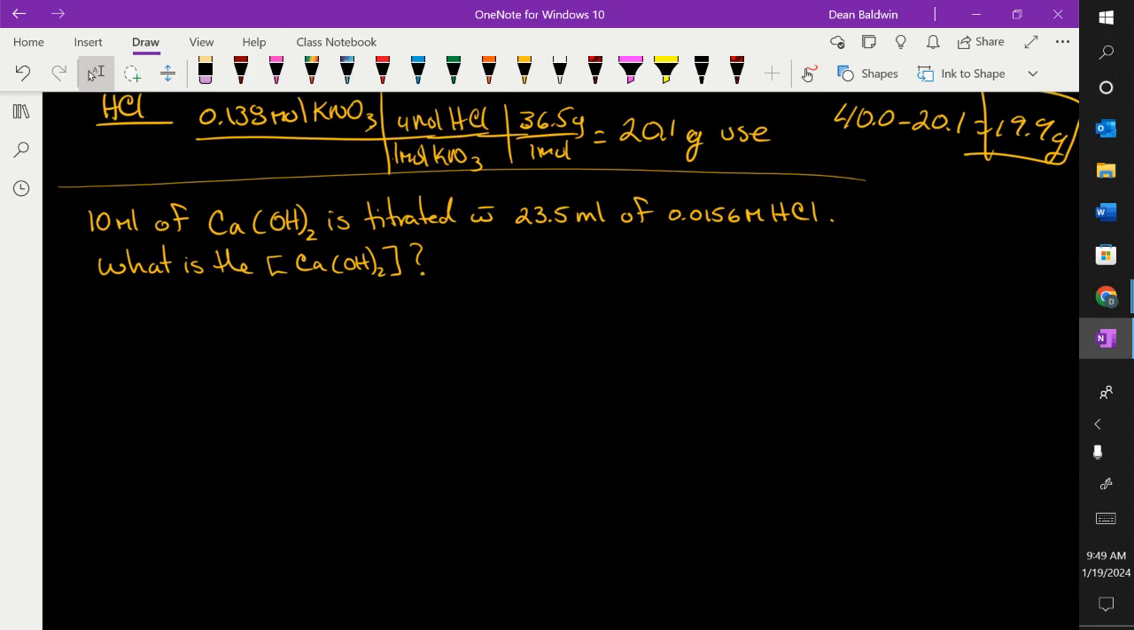All right? You will also have a titration question. So we'll do this, and then you can just work on whatever for the rest of the day. This is the last thing we'll do today. 10 mils of calcium hydroxide is titrated with 23.5 mils of 0.156 molar HCl. What's the concentration of Ca(OH)2?